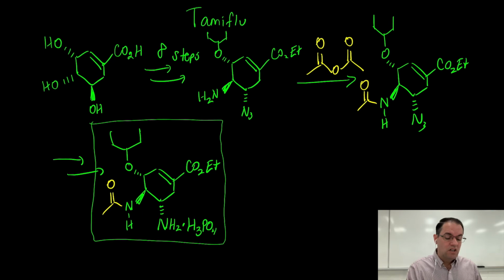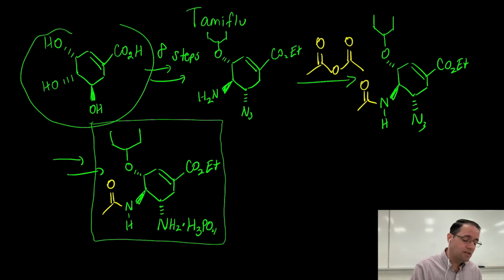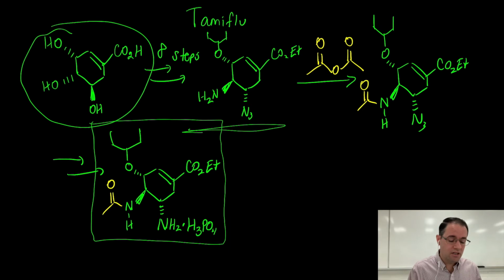All right, Tamiflu. Let's get into something pretty big and serious here. So shikimic acid is a natural product produced by various plants and obtained easily from natural sources, okay? And there's a lot of different stereochemistry here, rich functionality. In 8 steps, this is converted to this molecule here in the middle, okay?